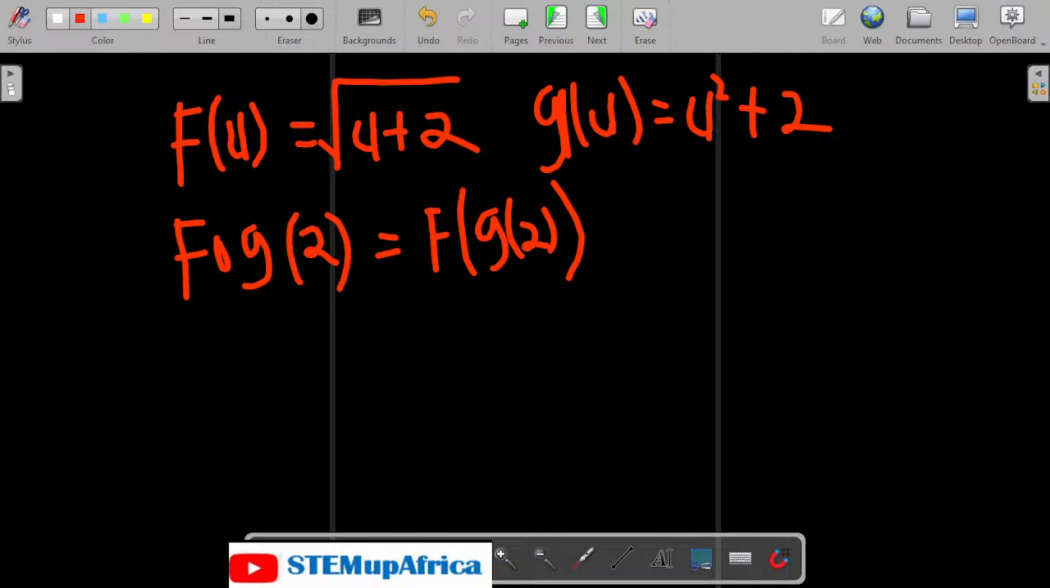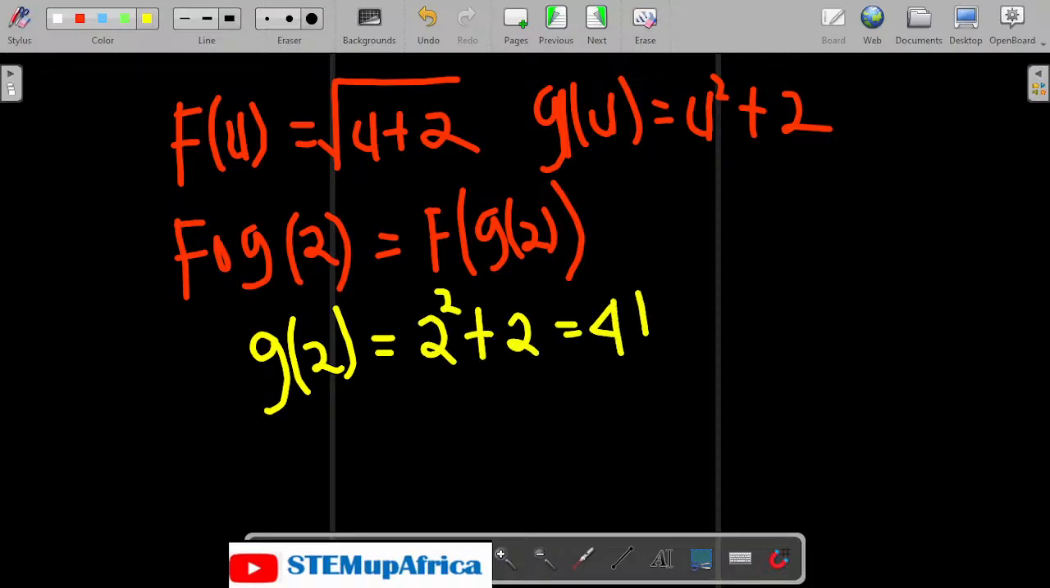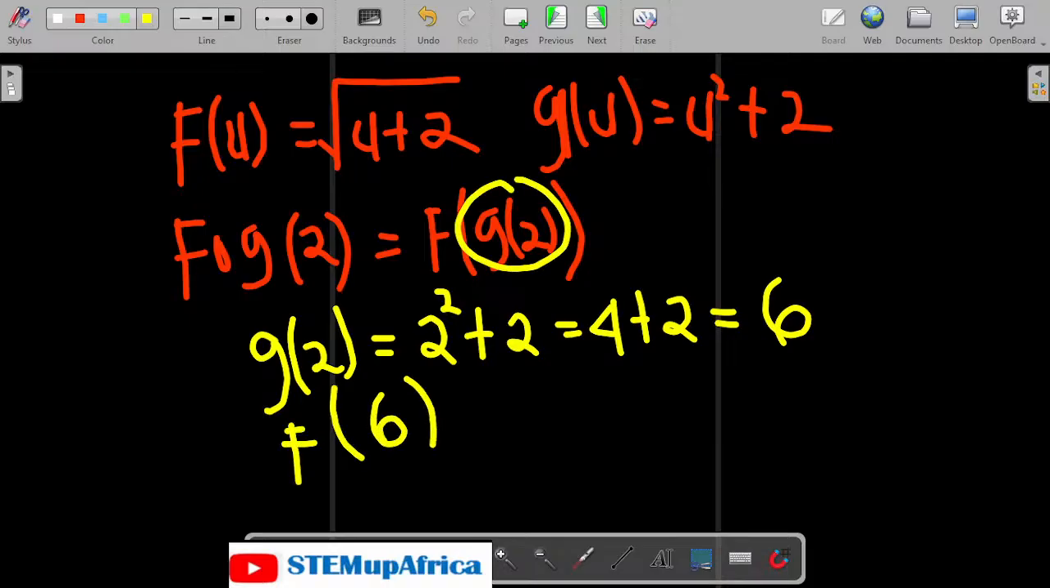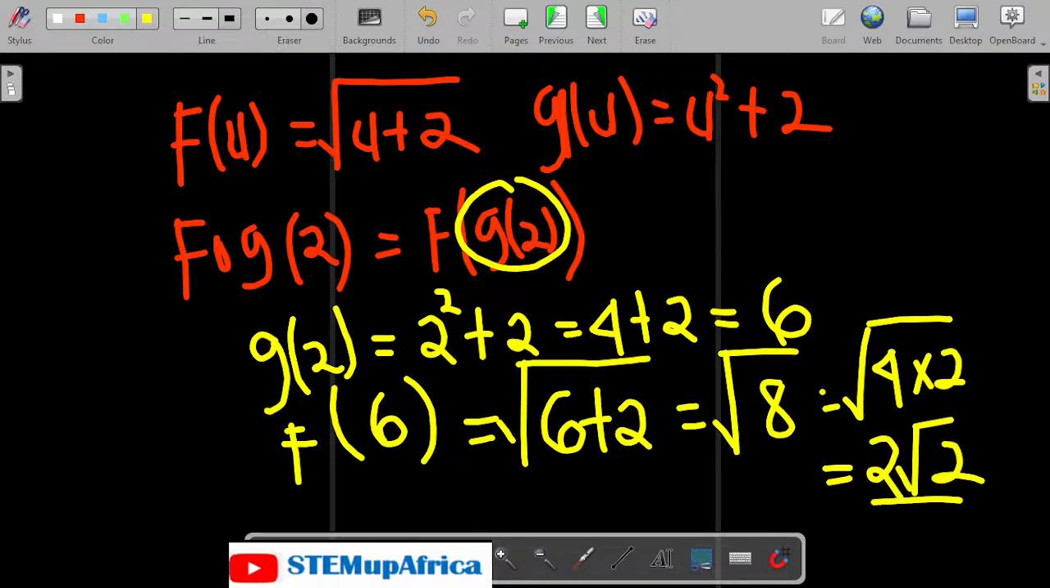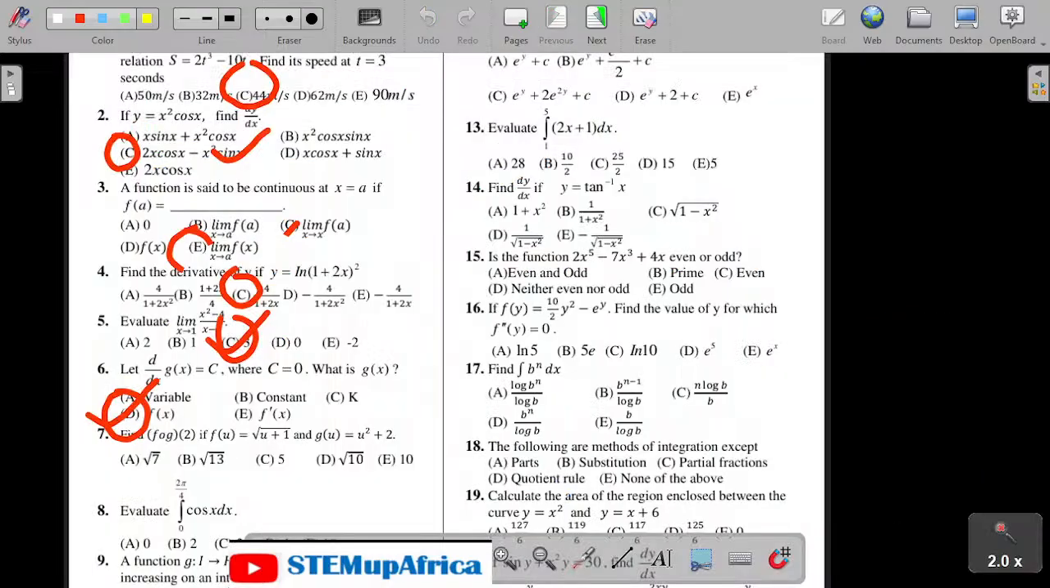So let's first of all get our g of 2. g of 2 will be 2 squared plus 2, which is 4 plus 2. The answer is 6. So our g of 2 is 6. So I'm having f of 6, which is square root of 6 plus 2. That will give us square root of 8. If I apply surd, I can write this as 4 times 2. The result is 2 root 2.